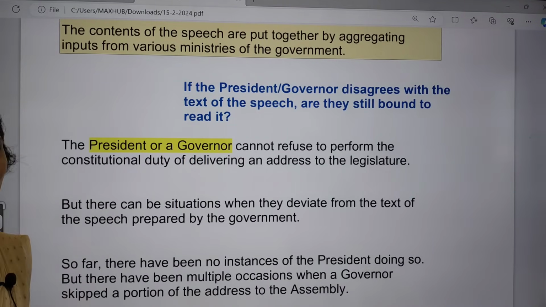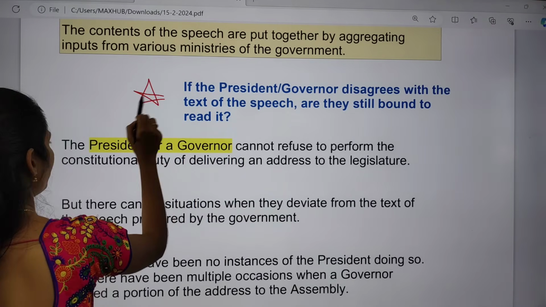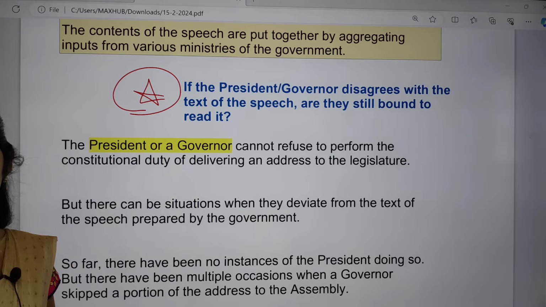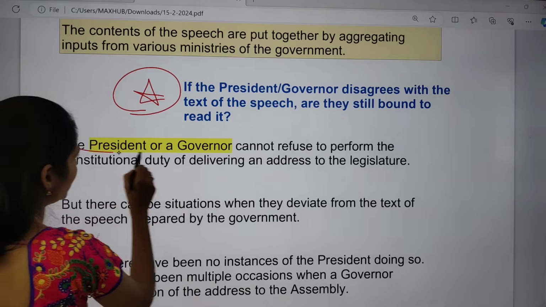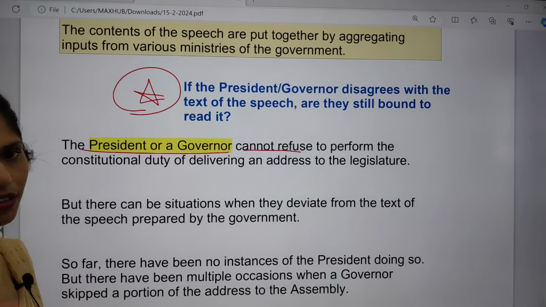Okay, are they still bound to read it if they are not accepting? Yes, this part is very important, and this is now relevant from our mains point of view. The president or the governor cannot refuse to perform this constitutional duty of delivering the address. He has to do that.